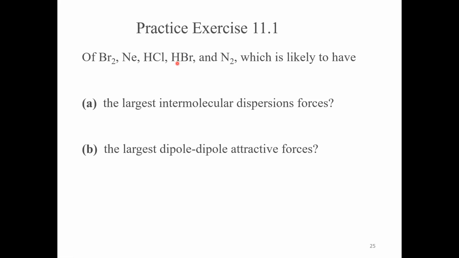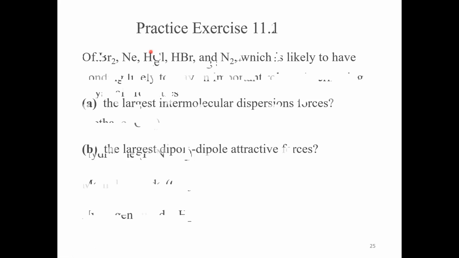And then with the second one, the largest dipole attractive force, now we want to think about which of these is going to be the most polar molecule. We can eliminate bromine, neon, and nitrogen, because all of those are going to be nonpolar. Neon's just one atom by itself. Bromine and nitrogen are the same atom, so there's no electronegativity difference there. We want to look at HCl and HBr. In this case, we're going to wind up with HCl having the largest dipole attractive force, because chlorine is going to be more electronegative than bromine. So we'll wind up with a larger dipole moment here, and so a larger dipole attractive force because of it.